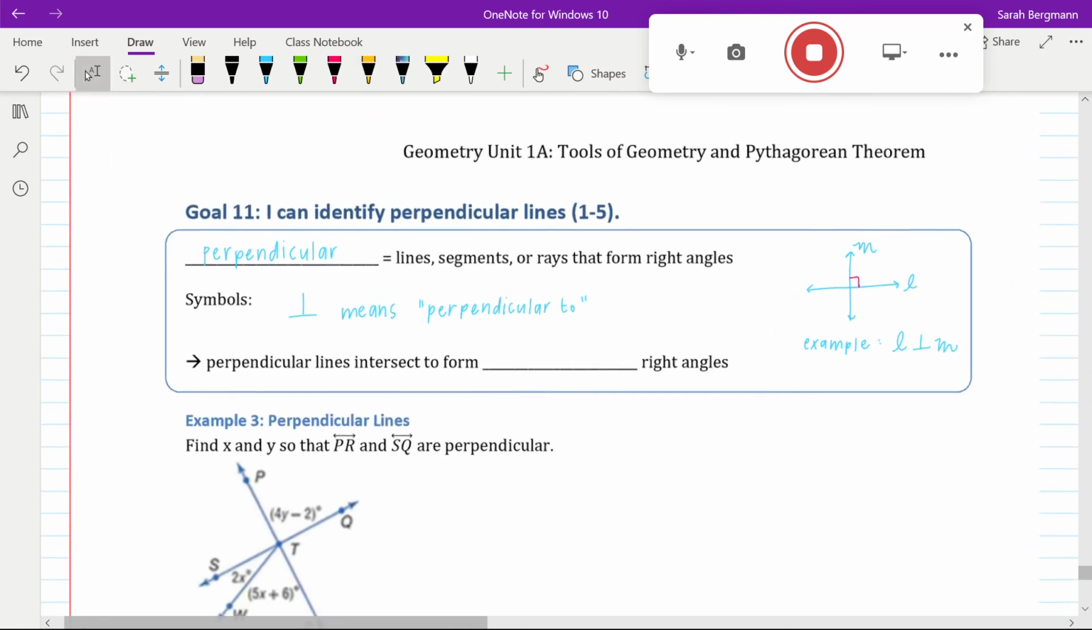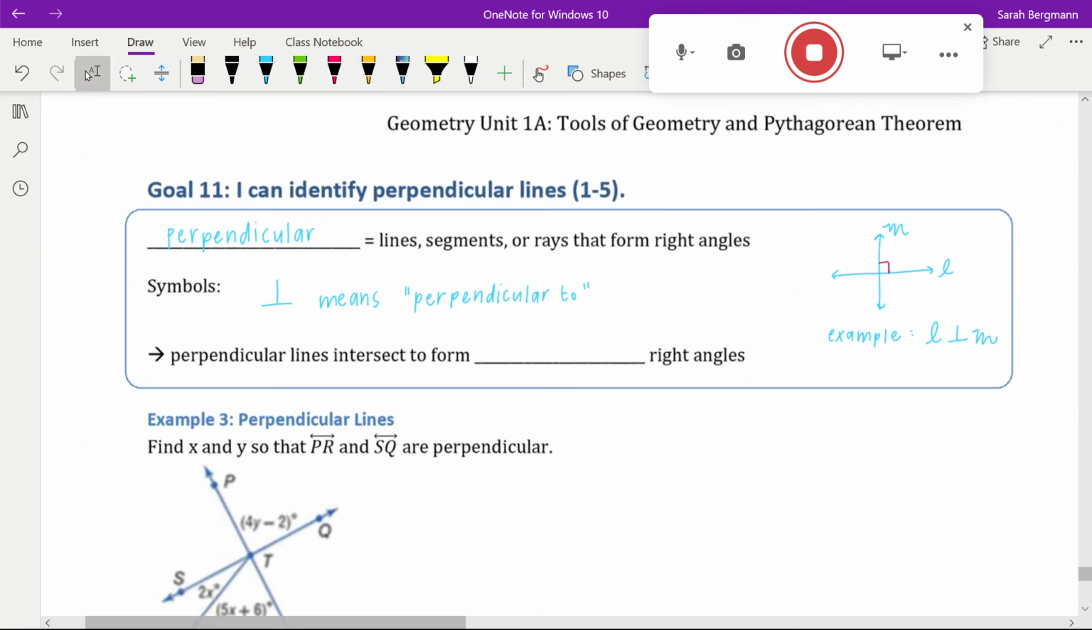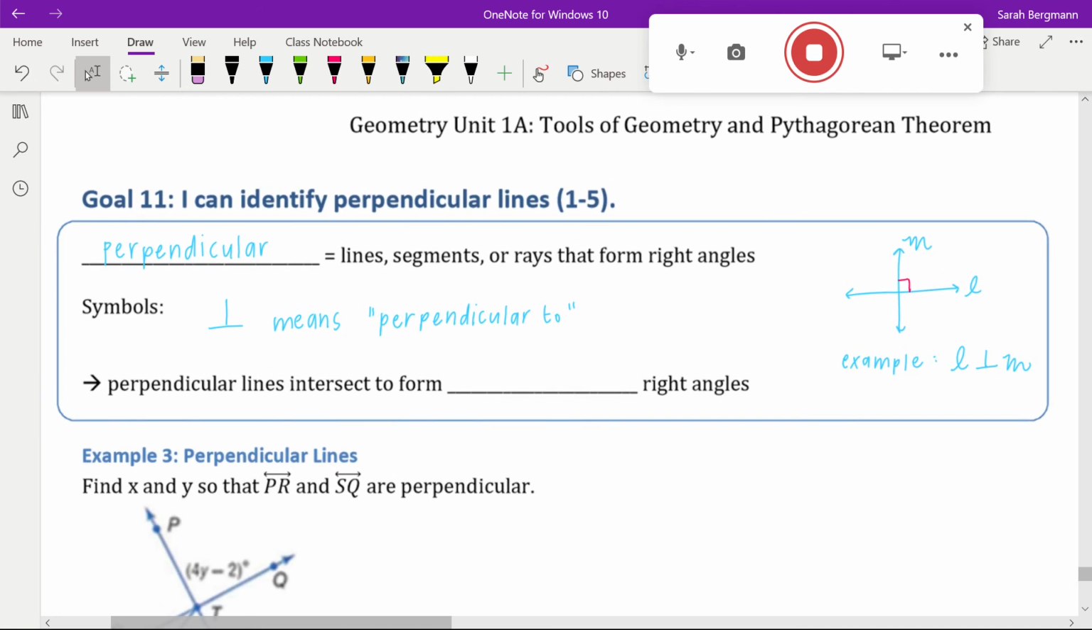Next, we are going to talk about perpendicular lines. You may already know what this means, but let's go over it. Perpendicular describes any lines, segments, or rays that form right angles. This symbol here, an upside down capital T, means perpendicular to. So, for example, we could write a statement that looks like this. Line L is perpendicular to line M.